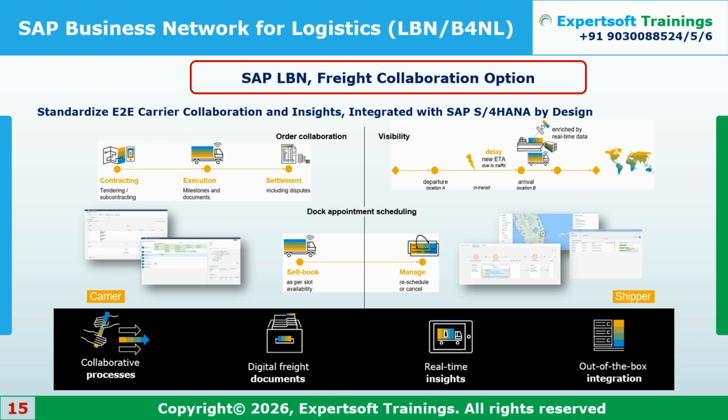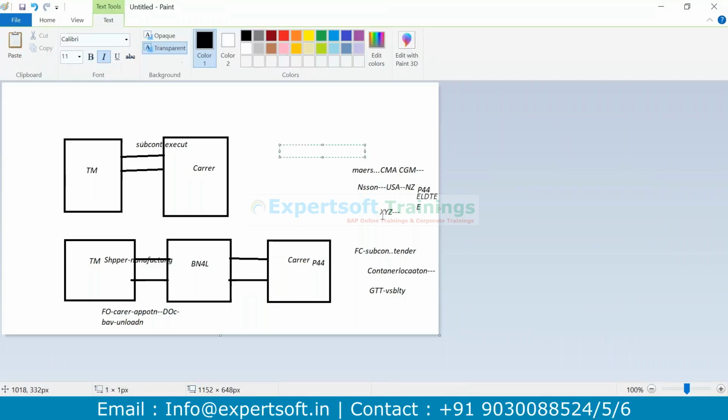This is a diagram you can see here: subcontracting, execution, and also the settlement side, which I did not mention here. The next piece: apart from subcontracting and tendering, there is one more functionality, as you know as a TM consultant, settlements or carrier invoicing.